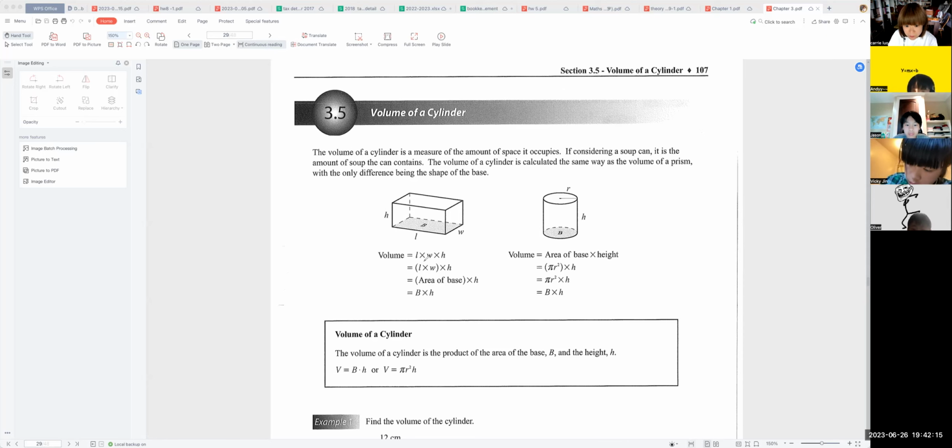So because this base is length times width, and times height. And for this one, the base is the area of the circle times the height. So how do we calculate the area of the circle? Pi r squared. Correct, everybody? Okay, so please copy this down, okay? So the volume of the cylinder is base times height, or if you want, it is pi times r squared times height.